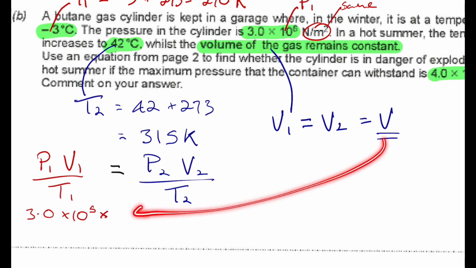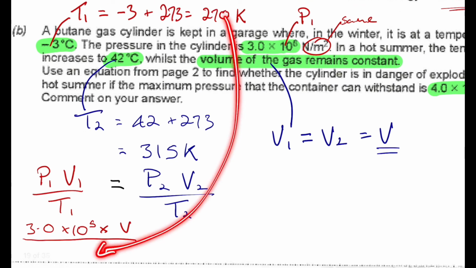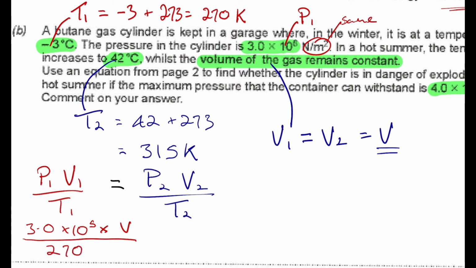Next, we'll substitute in the things that we've labelled up above. So 3.0 times 10 to the 5 goes in the position of P1. 270 Kelvin goes in the position of T1. And V goes in the position of V because we decided that the volume was the same. On the right-hand side of the equation, we don't know P2, so we just write that as P2. That's what we want to find. V2 is just written as V, so P2 times V, and that's divided by the summer temperature in Kelvin, which is 315.